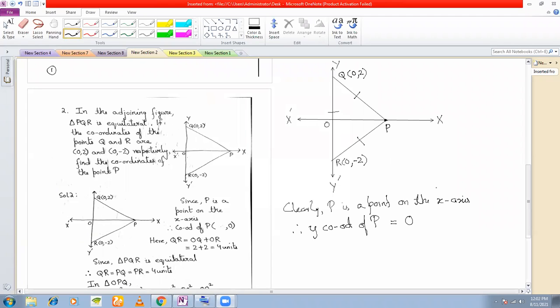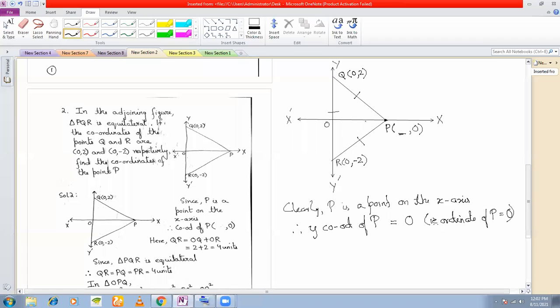So clearly P is a point on the x-axis. Therefore, y coordinate of P is equal to 0. That is, you can also say ordinate of P is equal to 0. Right? So whatever is the coordinate of P, y coordinate has to be 0. We only need to find out the x coordinate. So how do you find out the x coordinate?